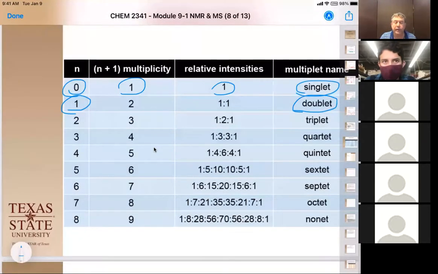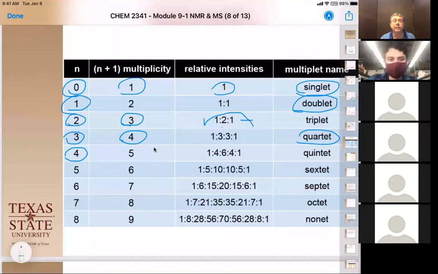Now if we have 2 hydrogens, one of them is going to split it upfield and downfield, and then they're going to be split upfield and downfield again, giving us a total of 3 peaks with an intensity of 1, 2, 1. But again, that's the height of the peak, not the area under the curve. With 3 hydrogens, we end up with 4 peaks, which gives us a quartet. If we have 4 hydrogens adjacent to it, we get 5 peaks, a quintet. Then 6, 7, 8 give a sextet, septet, octet, nonet.